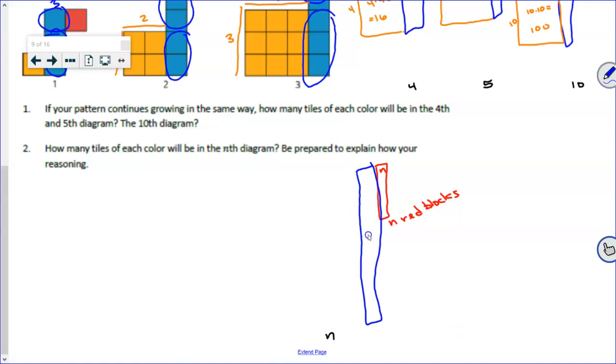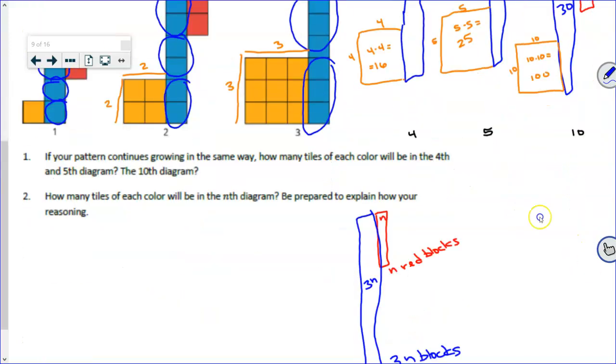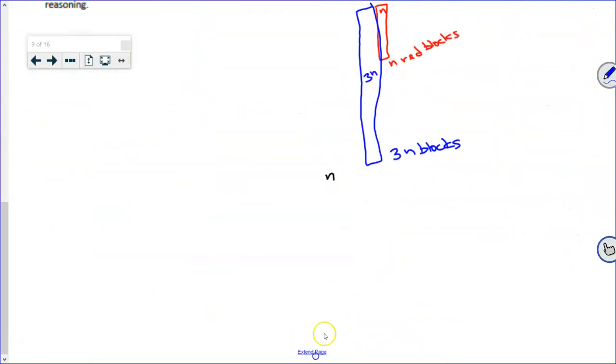Camden? 3N. How are you getting that? Because you take the stage number and you multiply it by 3. The exact same thing that you did for all of these others. 3 times 3 is 9. 4 times 3 is 12. 5 times 3 is 15. 10 times 3 is 30. So what should I do? I should take that stage number and multiply it by 3. And what's N times 3? Fun fact, it's not N. It's 3N.